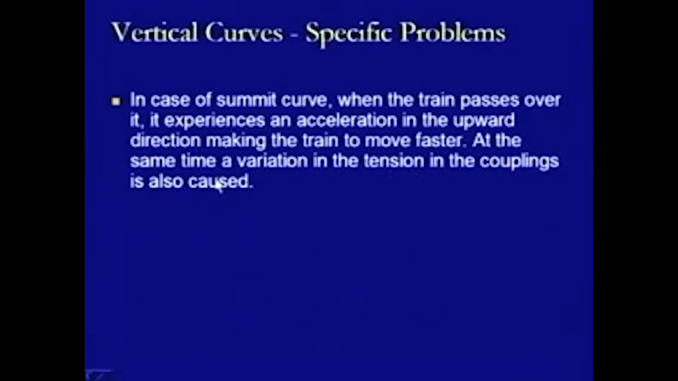At the same time, a variation in the tension in the couplings is also caused, because the train is moving like this and there is an upward acceleration in this direction. Therefore, the couplings get stressed in this direction as well as in this direction. So, there is a variation in the tension in the couplings. The variation will come because there will be a different number of wagons on this side as compared to the other side, and that will bring the variation.